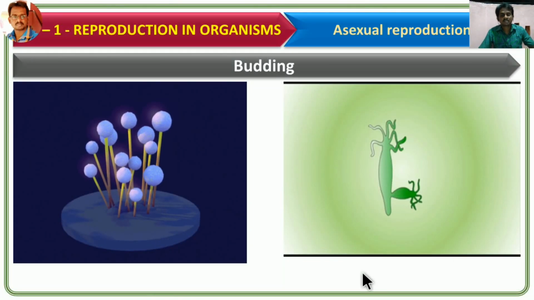Good evening, students. Last class we completed the fission method. There are two types of fission method we completed last class. One is binary fission, another one is multiple fission. And today I am going to teach about budding.